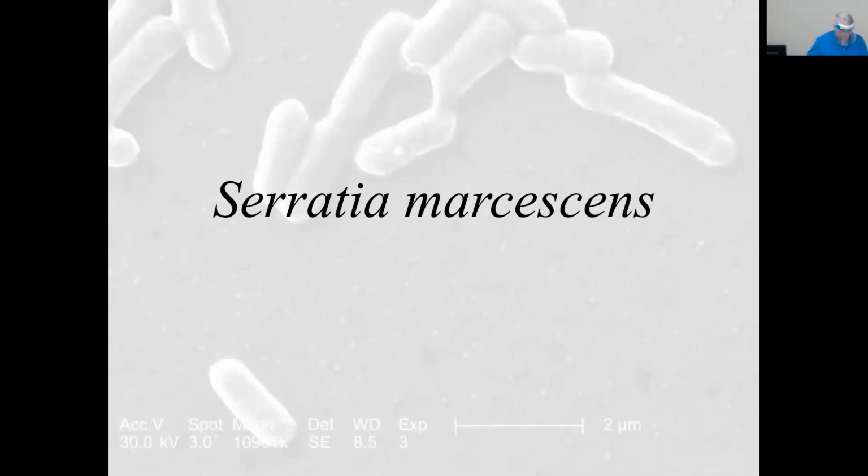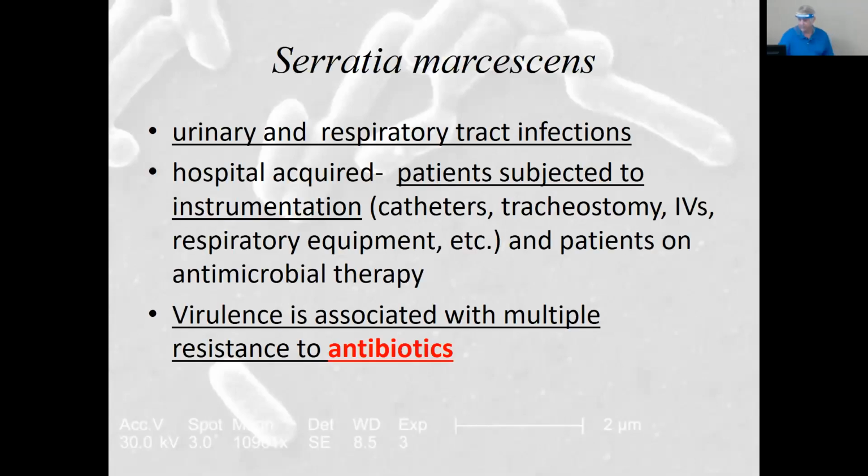Serratia marcescens. No, I saw him over here. That's a gram-negative rod, lactose fermenter. Urinary and respiratory tract infections. Should have that nailed down by now. Hospital acquired. Patient subjected to instrumentation. Maybe a catheter. Maybe a trach. Maybe an IV. Maybe respiratory equipment. Or even maybe patients on antimicrobial therapy.